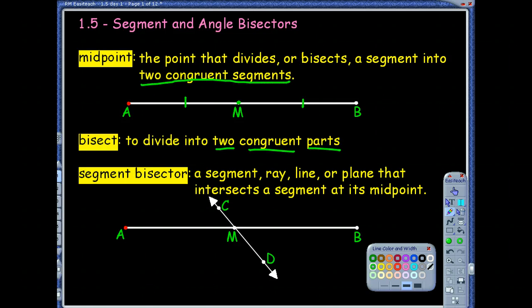So when we talk about a segment bisector, you could talk about either a segment, a ray, or a line, or even a plane that intersects a segment at its midpoint. So if it's intersecting at the midpoint, we know again that it's forming two congruent segments. Notice this thing could be anything that's bisecting the segment. It could be a line, but it could be a ray. It could be a whole plane that intersects that segment, but we know that it's forming two congruent segments with our original segment.